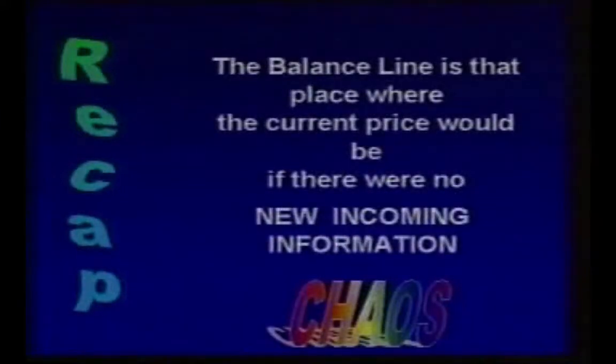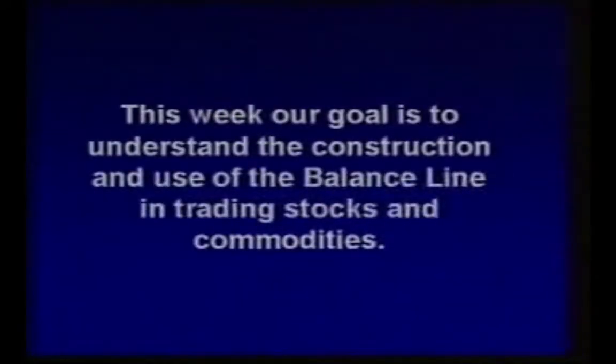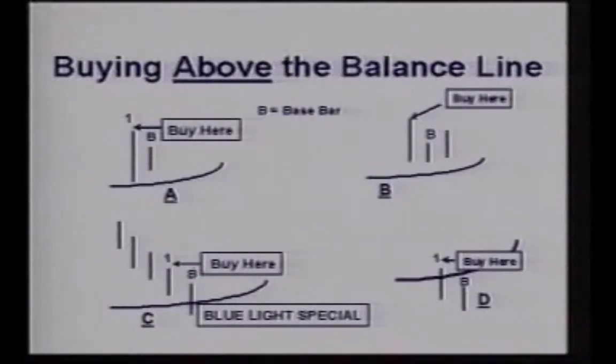So right now, let's go right to the charts and let's review everything that we've talked about so far this week. What we've done this week, we started out by, again, reviewing that the balance line is that place where the current price would be if there were no new incoming information, which we know to be chaos. This week, our goal has been to understand the construction, the use, and the trading of the balance line in both stocks and commodities. Let's review the charts that we've already seen.